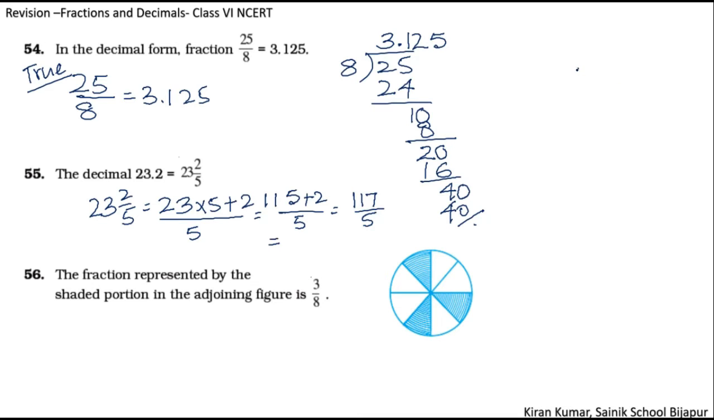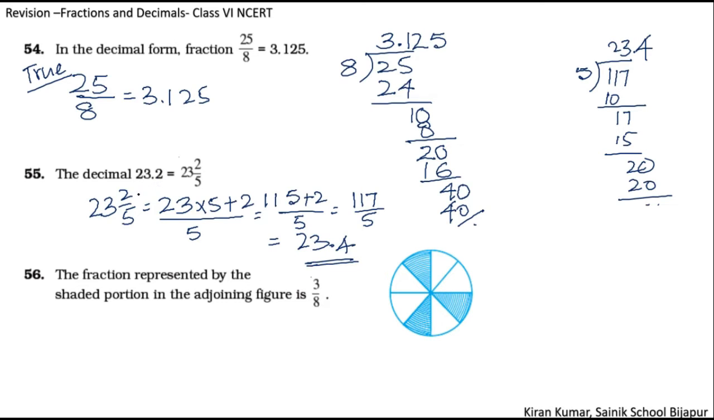If you convert this to decimal, 5 2 times is 10, 1 remains. With 1 I can take 7, 5 3 times is 15, 2 remains, 0.4. This becomes 23.4. 23.4 and 23.2, they are not the same. It is not equal to 23.2. Therefore, the given statement is a false statement.